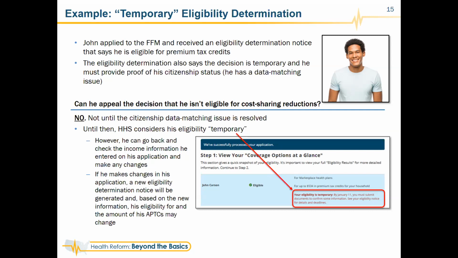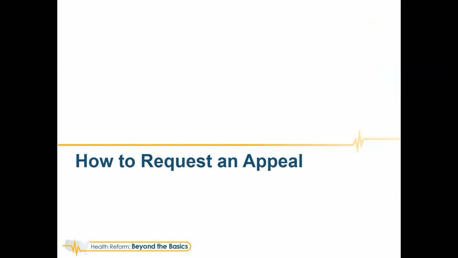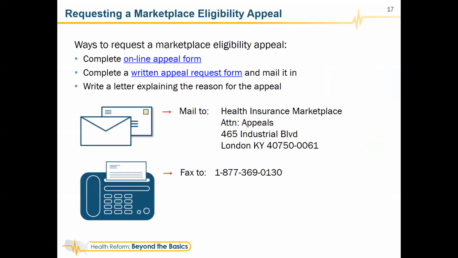So now that we've gone through some of the grounds for appeals, let's start going through how an individual actually makes a request for an appeal. There are a couple of different ways that consumers can request to make an appeal. The first is an online appeal form. And again, we'll make sure you get this link. Individuals can fill this out online, submit it electronically, and it's probably the quickest way to get an appeal request into the system.